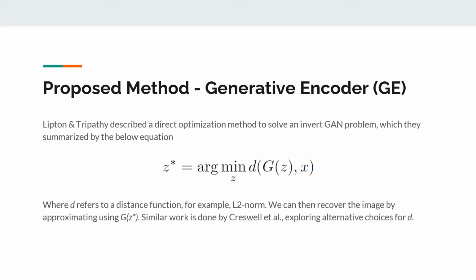In this equation, the objective is to search for the noise vector which, under a fixed generator G, is able to produce a generated image similar to the original image X. The image is then recovered by the approximation G(z*). Others have explored this application by considering alternative options for D. For us, we propose to use a similar objective to unify GAN and AE.